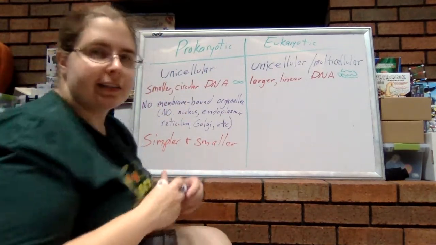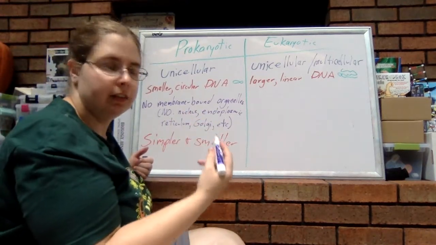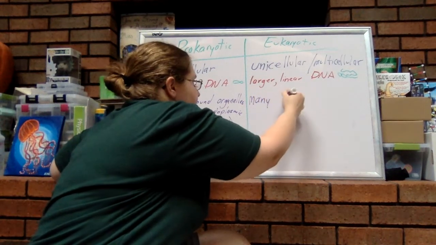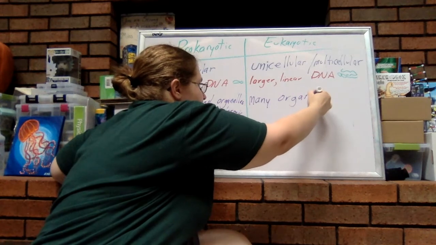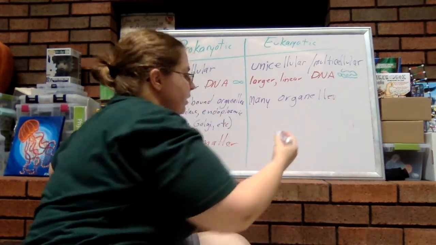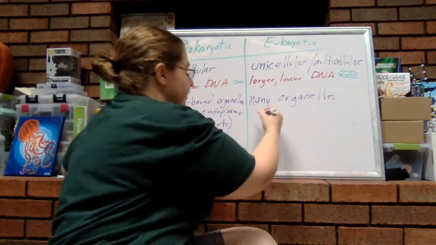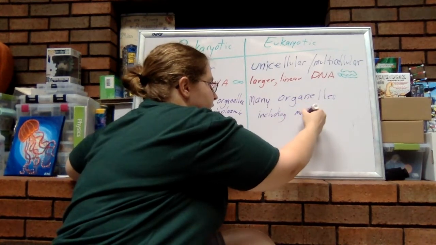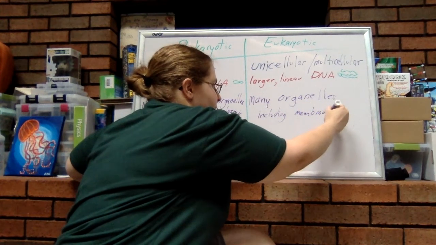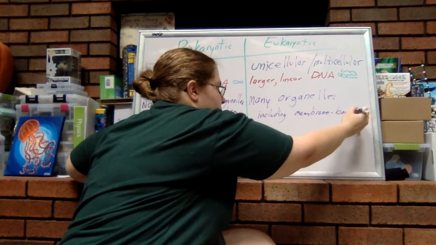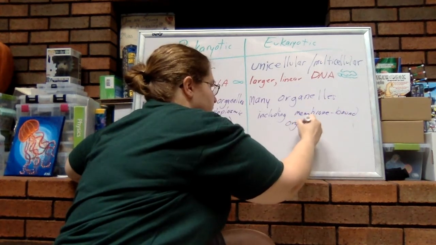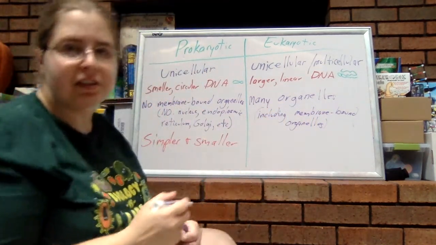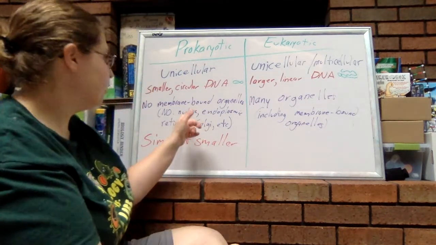In eukaryotic cells, we have a lot of different organelles. We have many organelles, including the membrane-bound ones. Now remember, a prokaryotic cell doesn't have any membrane-bound organelles. They don't have a nucleus.